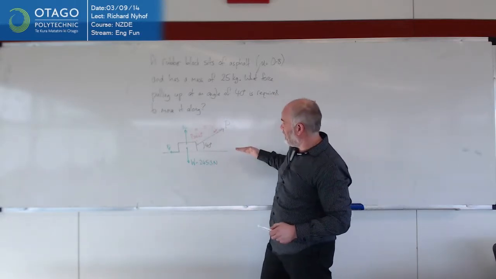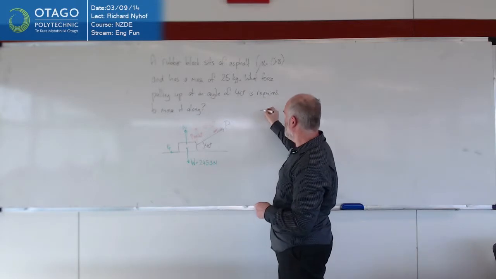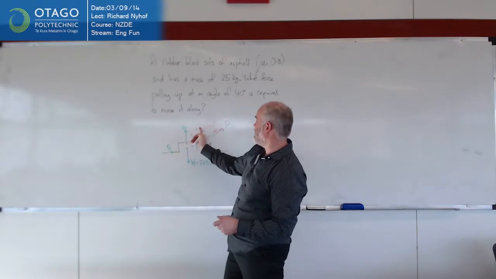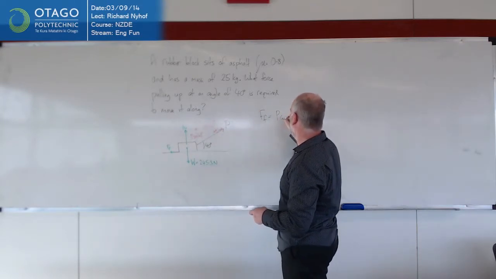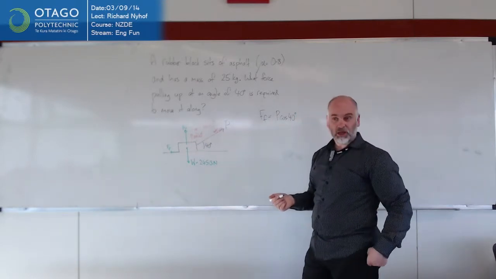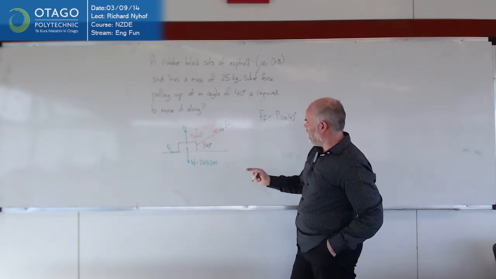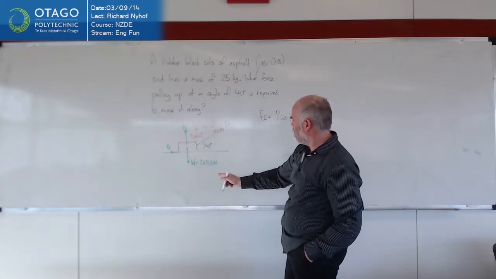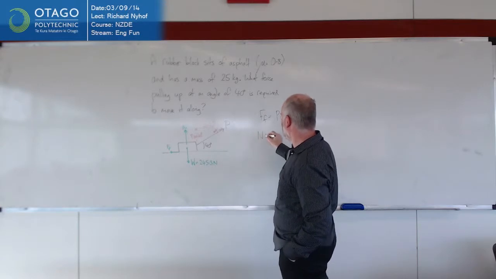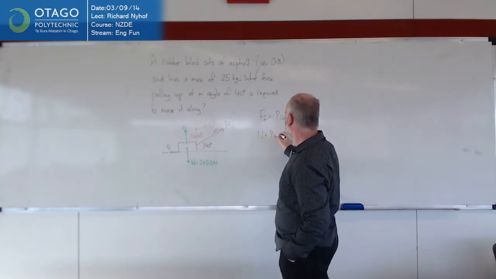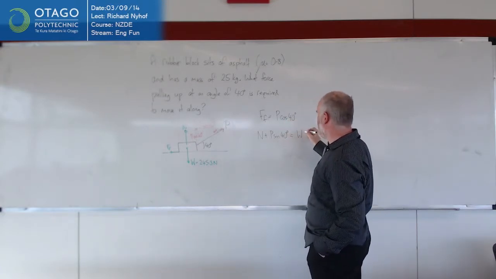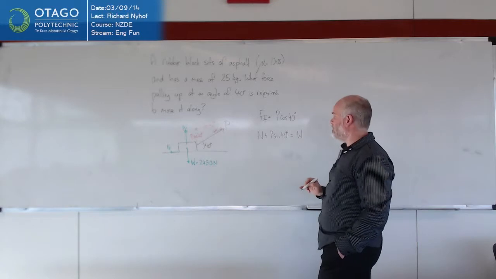So what's going on in this direction is that the force of friction pushing it to the left is exactly the same as P cos 40 degrees coming back this way. And in the up and down or perpendicular direction, we've got up is N plus P sine 40 degrees has to equal whatever's going down, W, which we've got a number for.